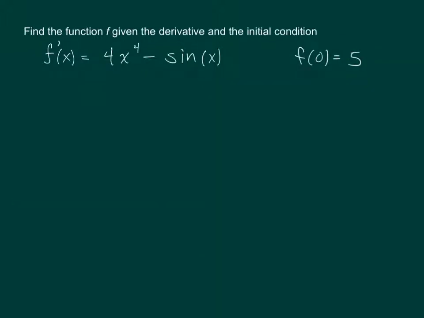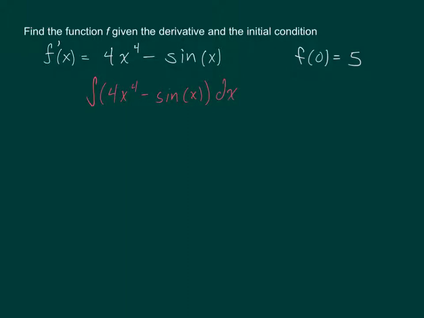Find the function f given the derivative and the initial condition. The derivative is f prime of x equals 4x to the fourth power minus sine of x. The initial condition is over here, f of 0 equals 5. So in order to find the original function given the derivative is to go ahead and find the antiderivative of this function. And in order to do that, you need to find the antiderivative of 4x to the fourth power minus sine x, all with respect to x.